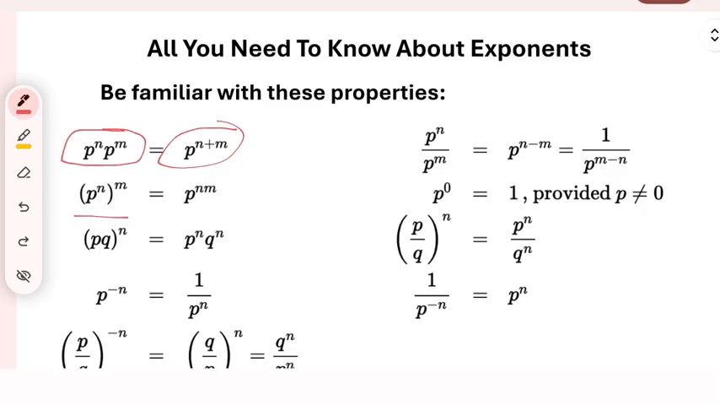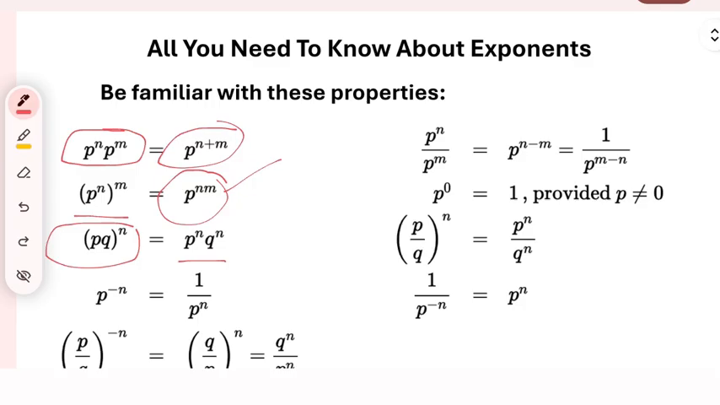What about this one? If you have p to the n and then you raise everything to the power of m, you can multiply the exponents, n times m, and combine them. So if we have p to the n raised to the power of m, you just multiply n times m. You can simplify it like that. If you have p times q raised to the power of n, you can put n on both p and q.